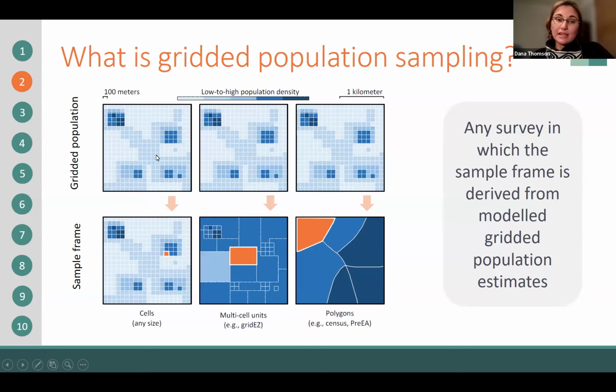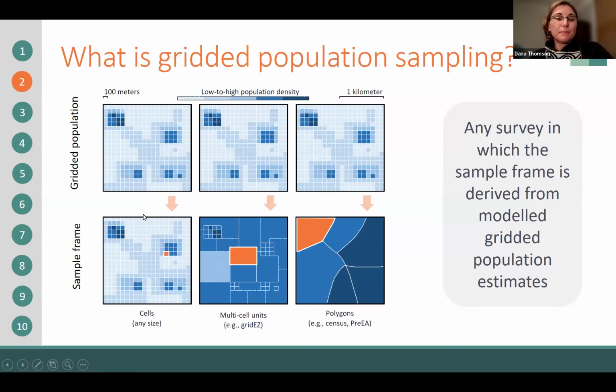One option is to sample directly from the gridded population estimates. They have a defined geographic boundary with an estimated population count. So on their own, they technically fit the definition of what a sampling unit might look like. However, this can be hugely challenging because our sampling units in this case will be uniform in area and shape, but they will vary widely in their populations.